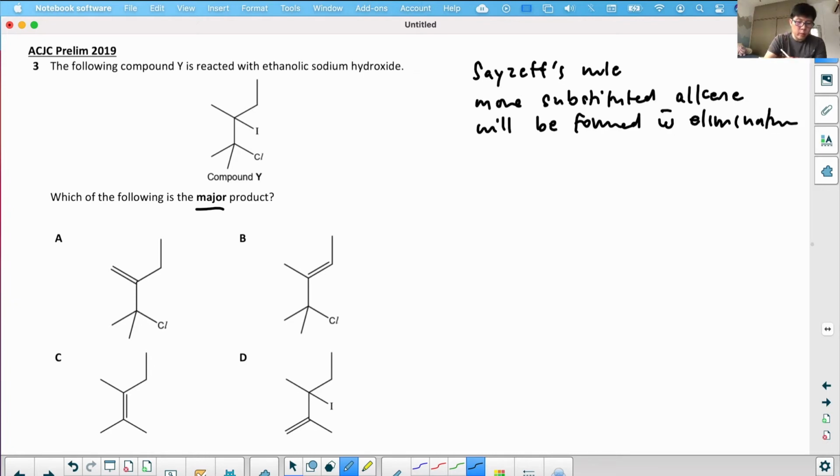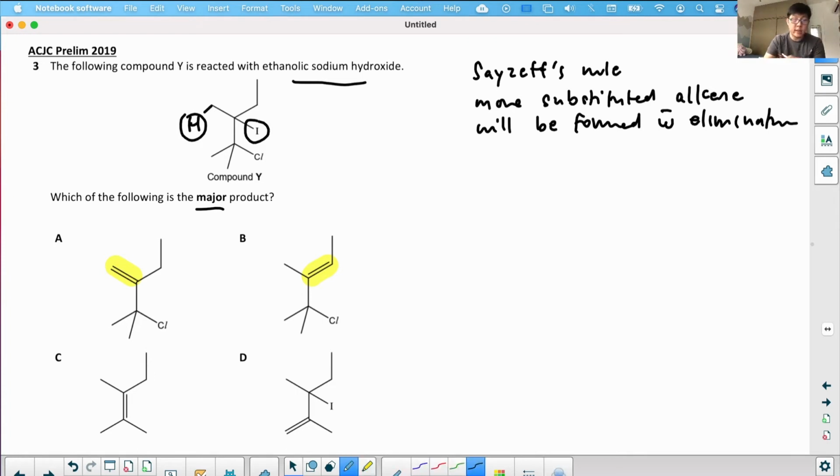So if I take away I and an H over here, with this ethanolic sodium hydroxide, it's going to remove HX, the H and the halide. If I remove the HI over here, I will end up getting the alkene on the side. If I remove the I from here and the H from here, this is where the double bond will be. But which one is more substituted?